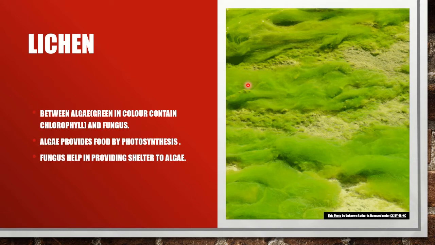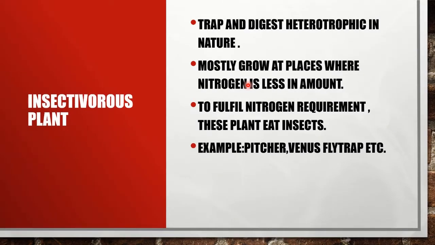Now, it's very interesting. I have told you previously about heterotrophic nutrition in plants, how they get their food depending on other plants or animals. Now we will talk about some plants, insectivorous plants, which depend on animals. Insectivorous plants are heterotrophic in nature. They trap and digest insects.